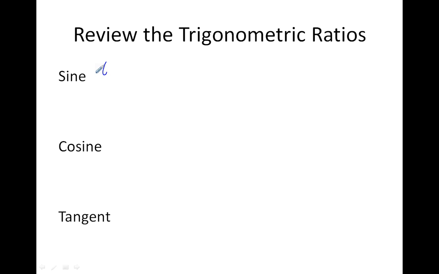The sine function, you will recall, is opposite over hypotenuse. The cosine function is adjacent over hypotenuse. And the tangent function is opposite over adjacent. If you didn't recall those from the previous chapters, you will certainly need to learn them in order to be successful with this section.